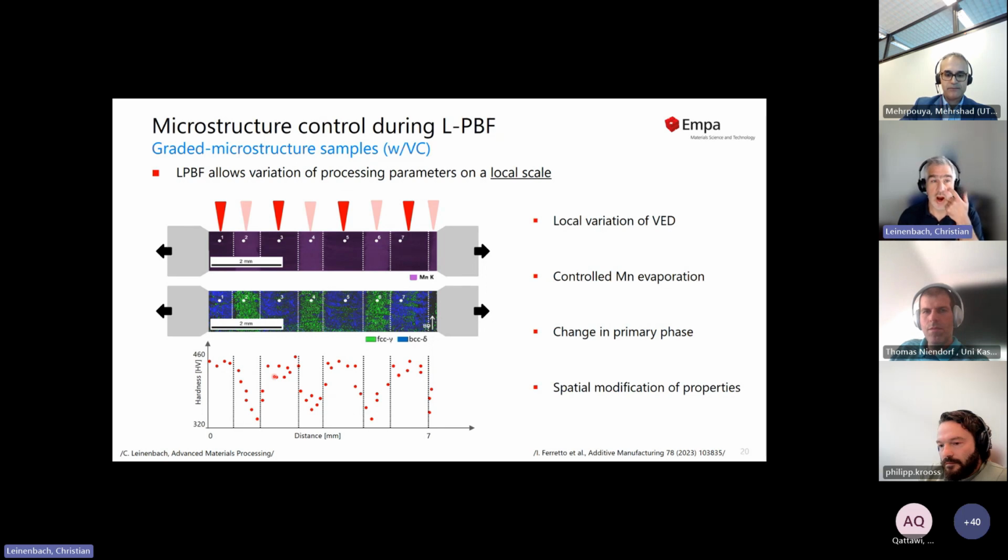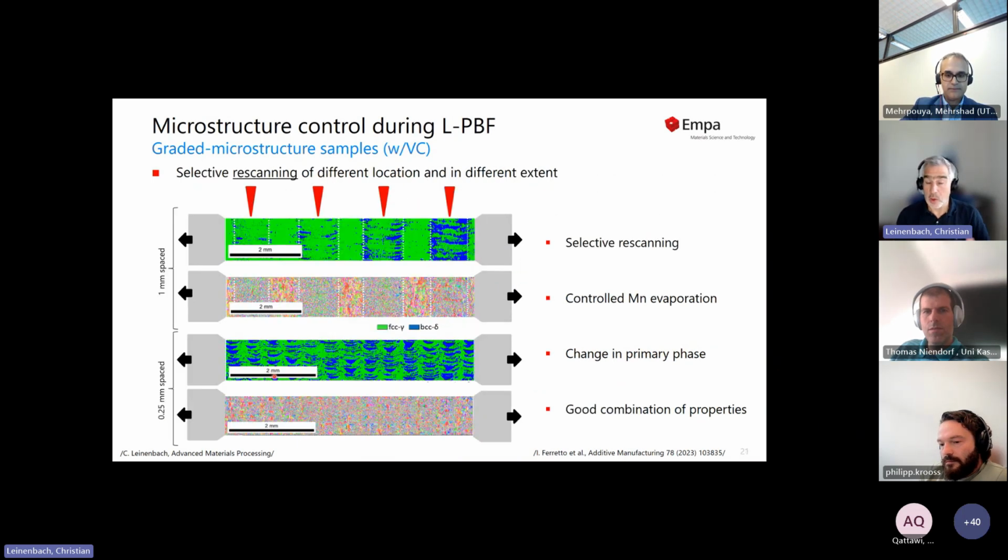This just shows also the hardness values that you see. There is a pronounced difference between the gamma phase and the delta phase. It also works by selective rescanning. Here we also made some samples where we produced distinct patterns in our part. There we see it depends a bit also on the spacing that we put, so the rescanning parameters. It just shows we can make really different structures, like the ones that we have here.